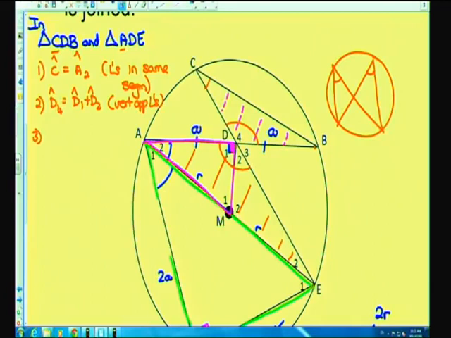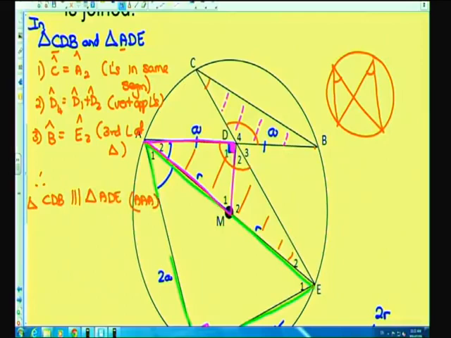And then the third one is automatic, so we can say angle B equals angle E2. And there's a reason as well, but I'm just going to say third angle of triangle. And therefore, CDB is similar to triangle ADE. Reason angle, angle, angle, or equiangular triangles is also fine. And you get the solution.